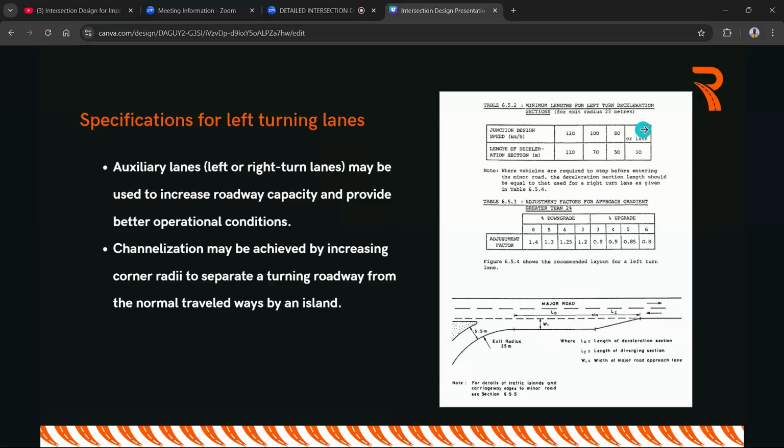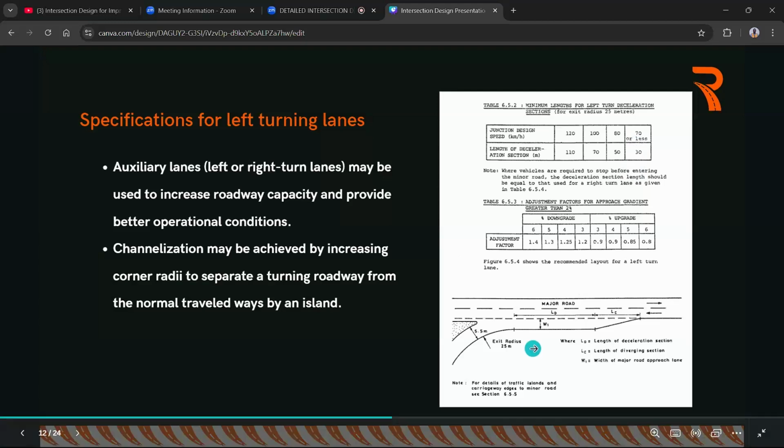So for the deceleration section, if the design speed of the junction is 70 or less, you provide the length of the deceleration as 30. The length of deceleration is called LD, length of deceleration section. It is from this point.